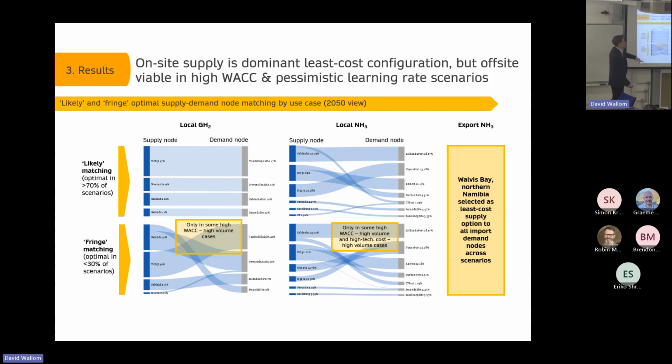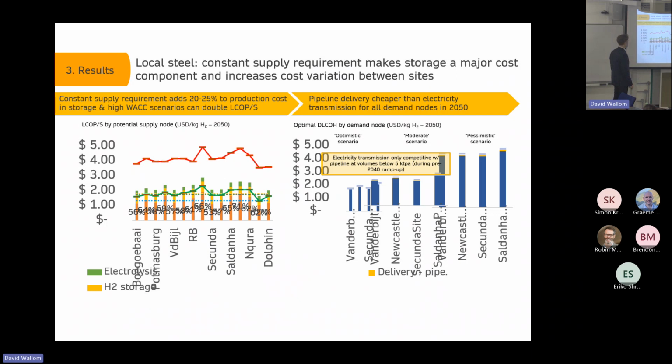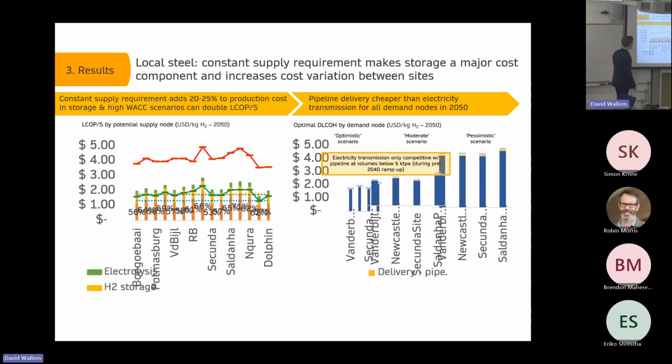When it comes to the export, basically it said the Southern African region should export all its green ammonia for international markets from one place in southern Namibia, where you have extremely strong renewable capacity factors. Oh, these graphs are going crazy. Okay, I'll try and extract the key insights.